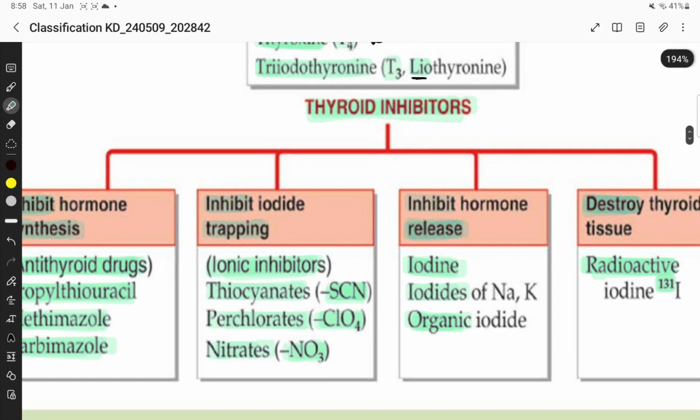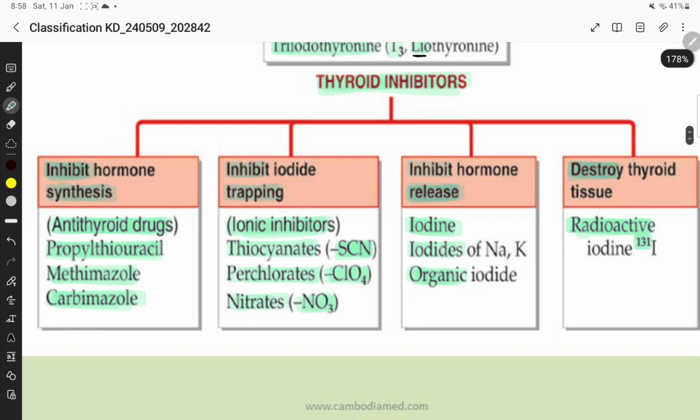And then thyroid inhibitors are of four categories: the ones that inhibit the synthesis, inhibit the iodide trapping, inhibit release, and then the ones that destroy the thyroid follicles.